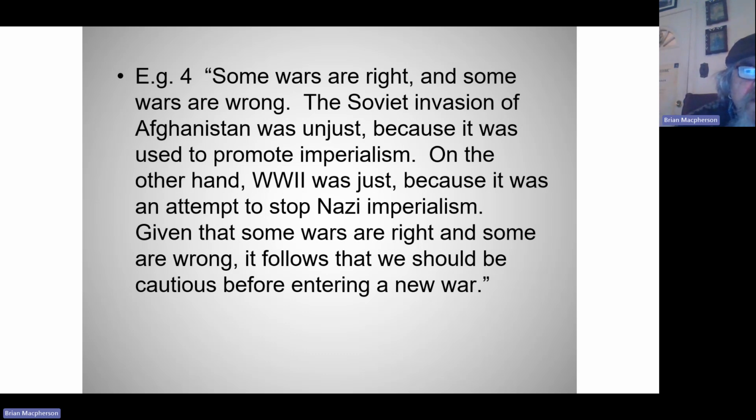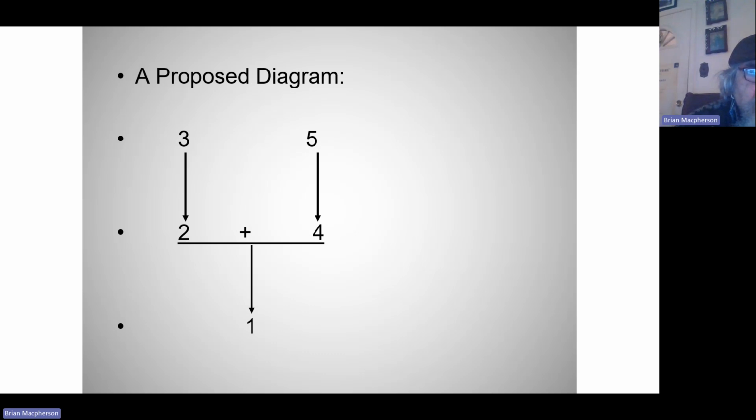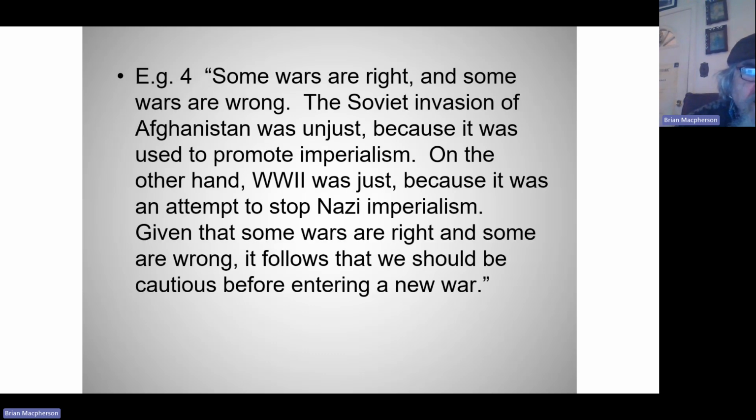But notice that the word "because" is a premise indicator, right? And what follows is a premise. The reason that the Soviet invasion of Afghanistan was unjust is because it was used to provide imperialism. Therefore, 3 supports 2. Okay, let's go back.